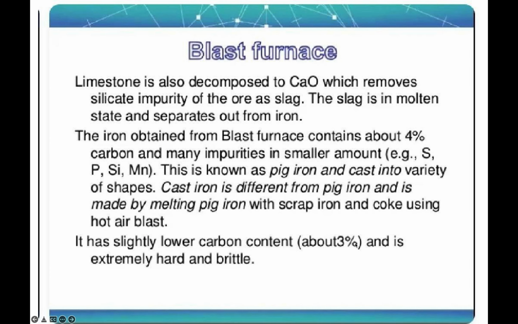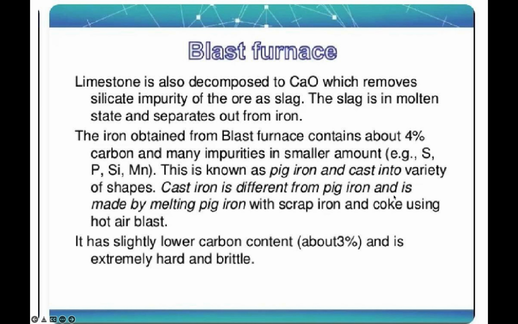Here in the blast furnace limestone is also decomposed to CaO, which removes the silica impurity of the ore as slag. Slag is always in the molten state and it is separated from the iron. The iron obtained from blast furnaces has about 4% carbon and other impurities in smaller amounts like sulfur, phosphorus, silicon, manganese and all that. We call this iron pig iron, and it is cast into a variety of shapes.